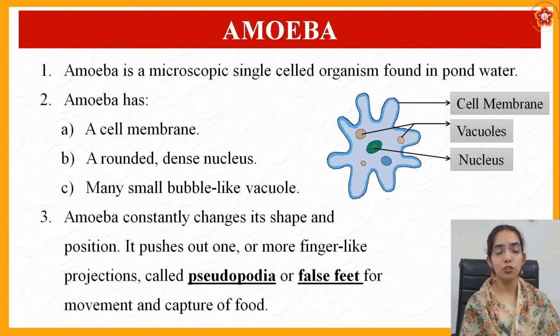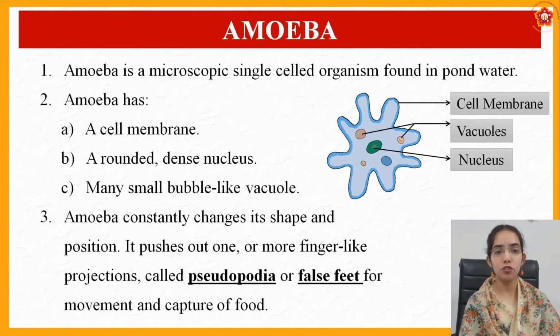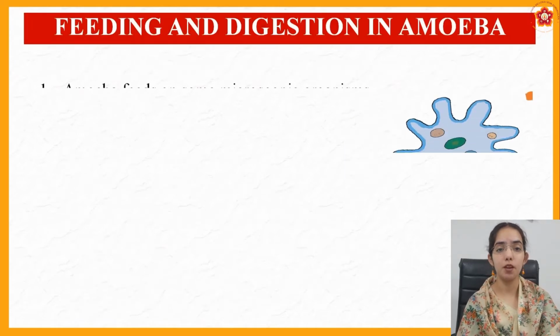Why are they called false feet? Because it will push these finger-like structures called pseudopodia in different directions. And when it pushes them in some direction, its shape changes. And why does it push these structures in different directions? So that it can move in that direction, or so that it can capture the food which is present in that direction. Now let's see further about its digestion.